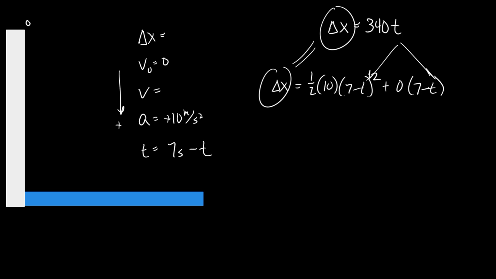You have two equations with two unknowns, and you have a cadre of ways of dealing with that. Pick your favorite. I would probably choose substitution. In fact, I would probably set 340t equal to 1/2 times 10 times (7 minus t) squared.